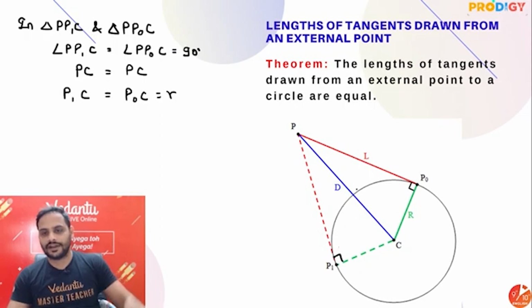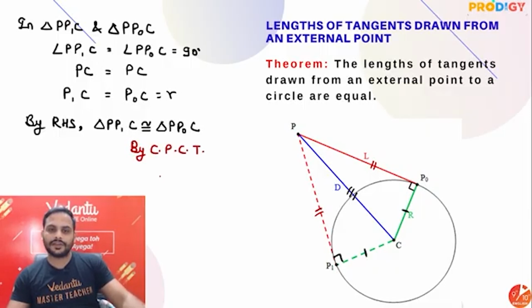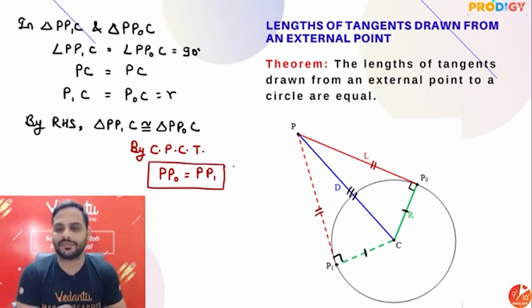So what rule is it? Right angle hypotenuse side rule. I can say by RHS rule, triangle P1C is congruent to triangle P0C. And once I prove that these two are congruent, I can easily say that these two sides are going to be equal. So by CPCT, we can say PP0 is equal to PP1. Hence, the rule: the length of tangent from an external point is equal.